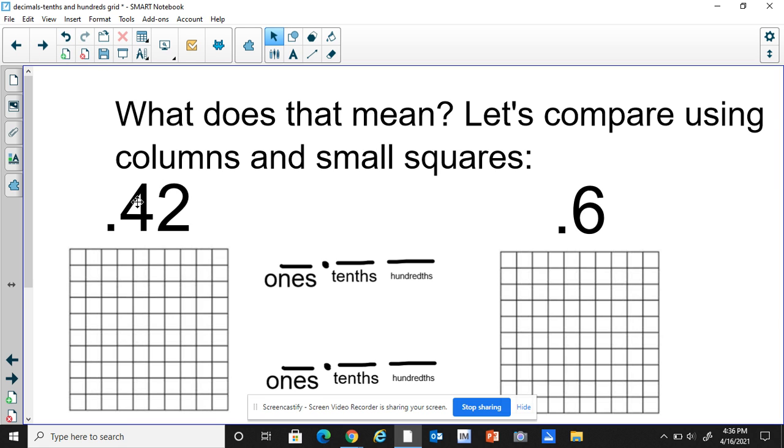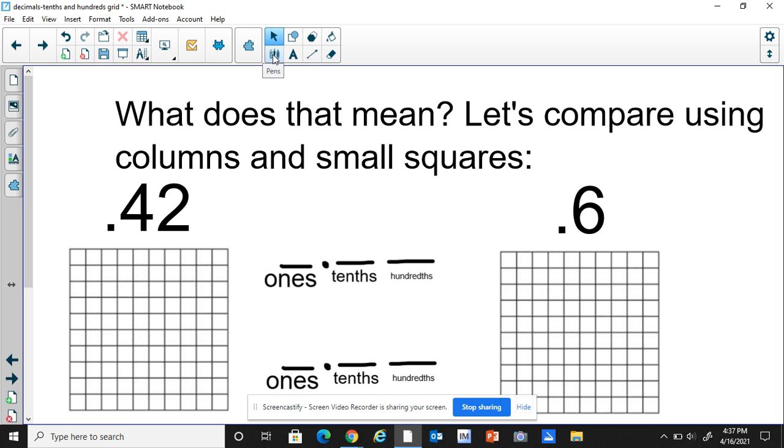So let's say we have the decimal 42 hundredths, and we're comparing it to 6 tenths. Which decimal is larger? A lot of students get confused and say, well, 42 is bigger than the number 6, so 42 must be bigger. And that is completely wrong. So let's look at this.